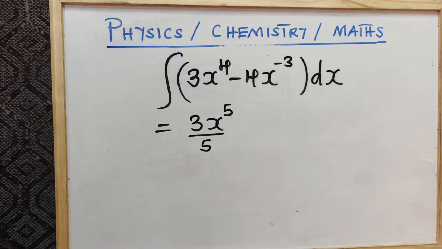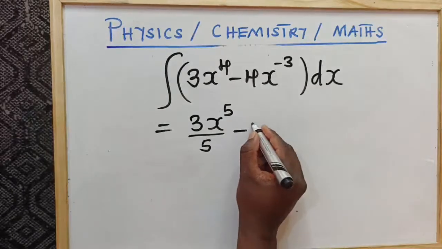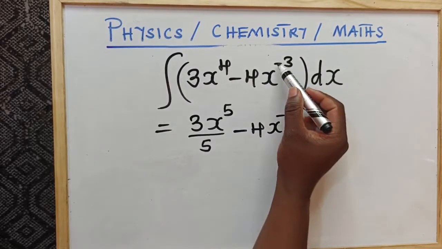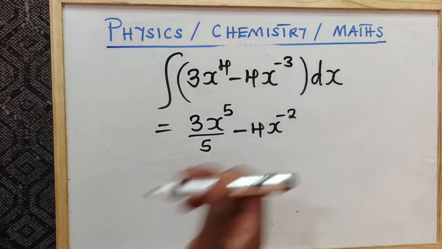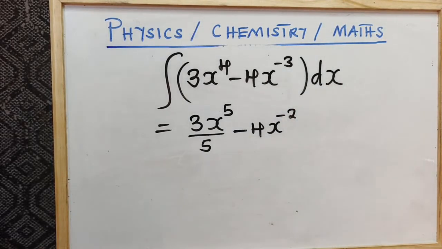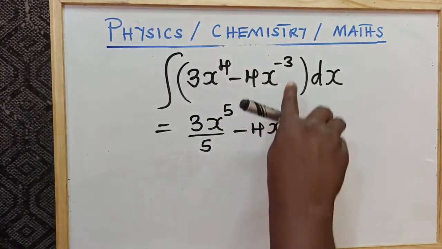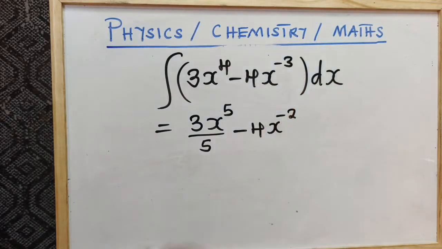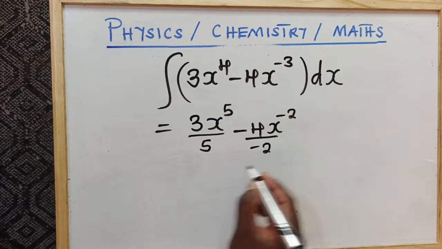So here you say minus 4x power minus 2. There is a minus 3 here. For integration, you always add a 1, okay? You always add a 1. So it will be minus 3 plus 1, which will give us a minus 2. Then divide by a 2.